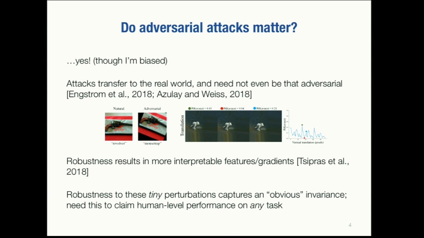The second one is that if you train a model to be robust, it does typically result in more interpretable features and gradients, things like this. So if I take an image and perturb it to look like some other image, and the model is robust, it has to actually look like that other image. It can't think that's a gibbon. You have to actually make it look like a gibbon to do that.